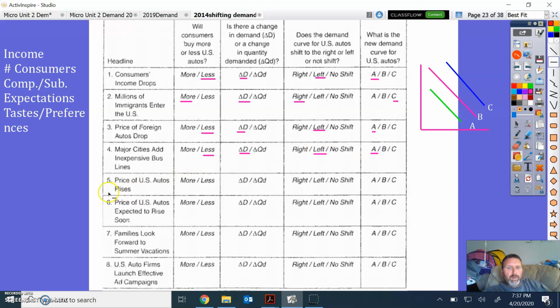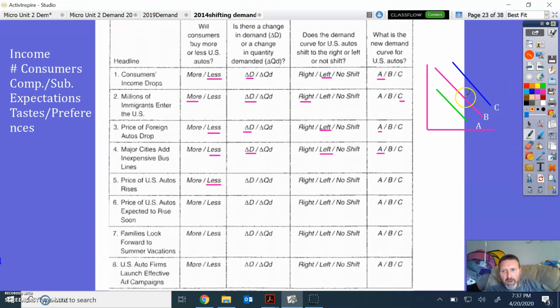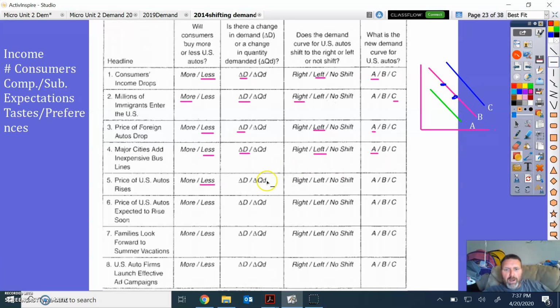A. The price of U.S. autos rises. I'm going to buy less cars. But I'm in the U.S. auto market. So what's happening is, here's where I am in the market. Now I'm up here. The curve hasn't moved. So it's a change in the quantity demanded. No shift. I'm staying at B. All I did is slide up the curve. A change in price is not a change in demand. It's not one of these things. If the event I give you isn't one of these things, then don't move that demand curve.